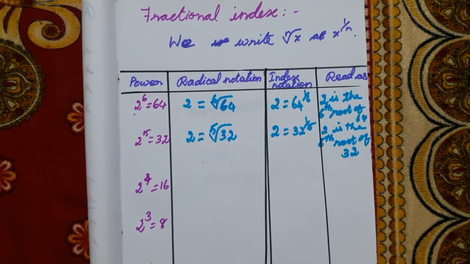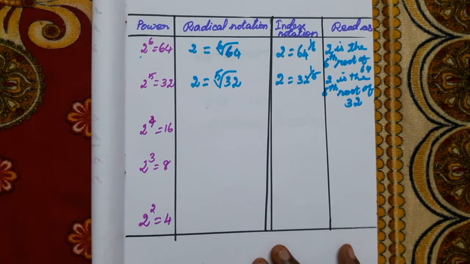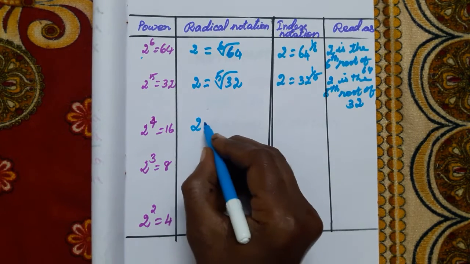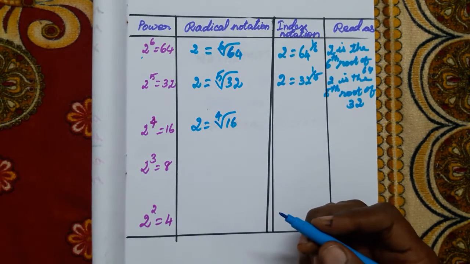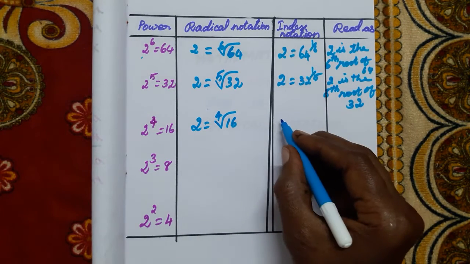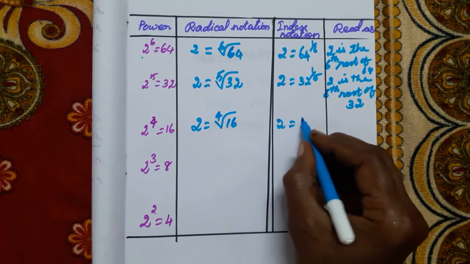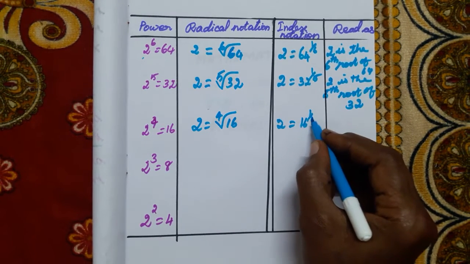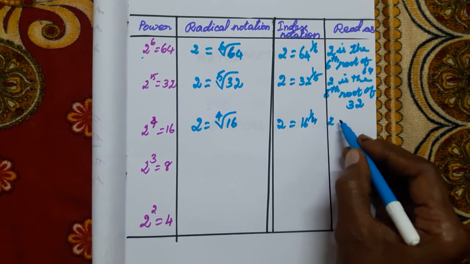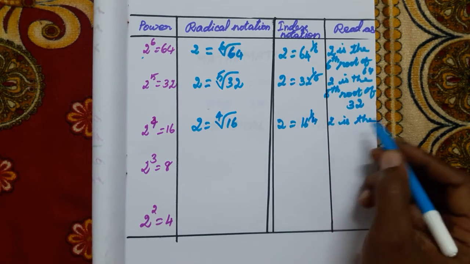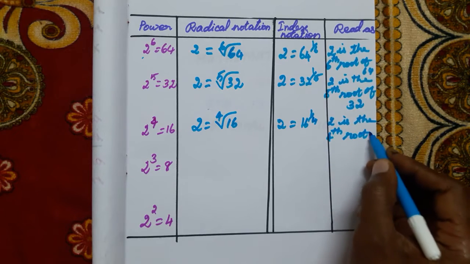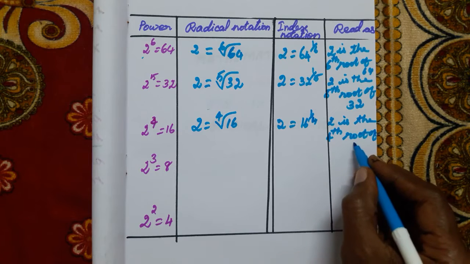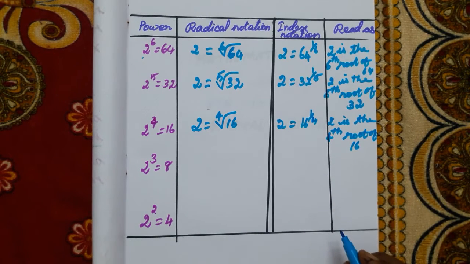Next, 2 power 4 is equal to 16. How can we write it? 2 is equal to 4th root of 16. Index notation: 2 is equal to 16 power 1 by 4. How can we read this? 2 is the 4th root of 16.